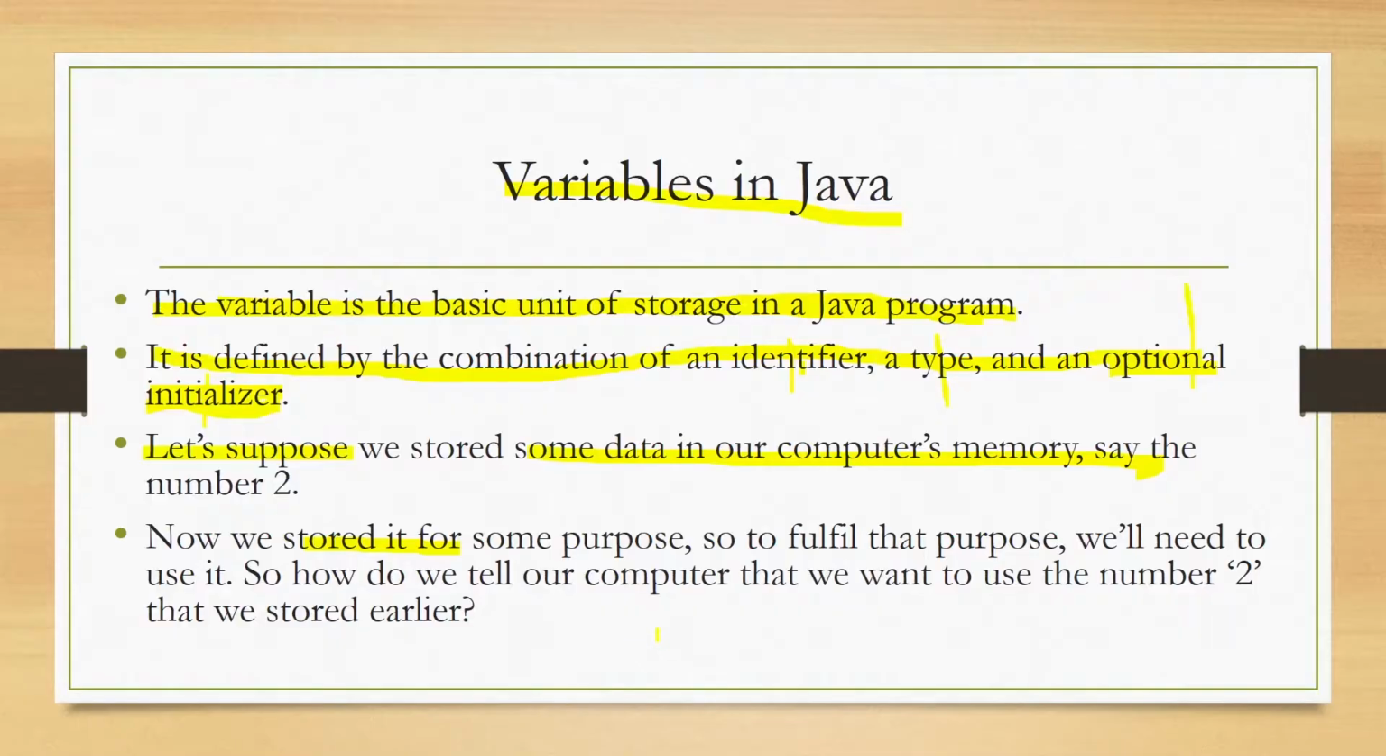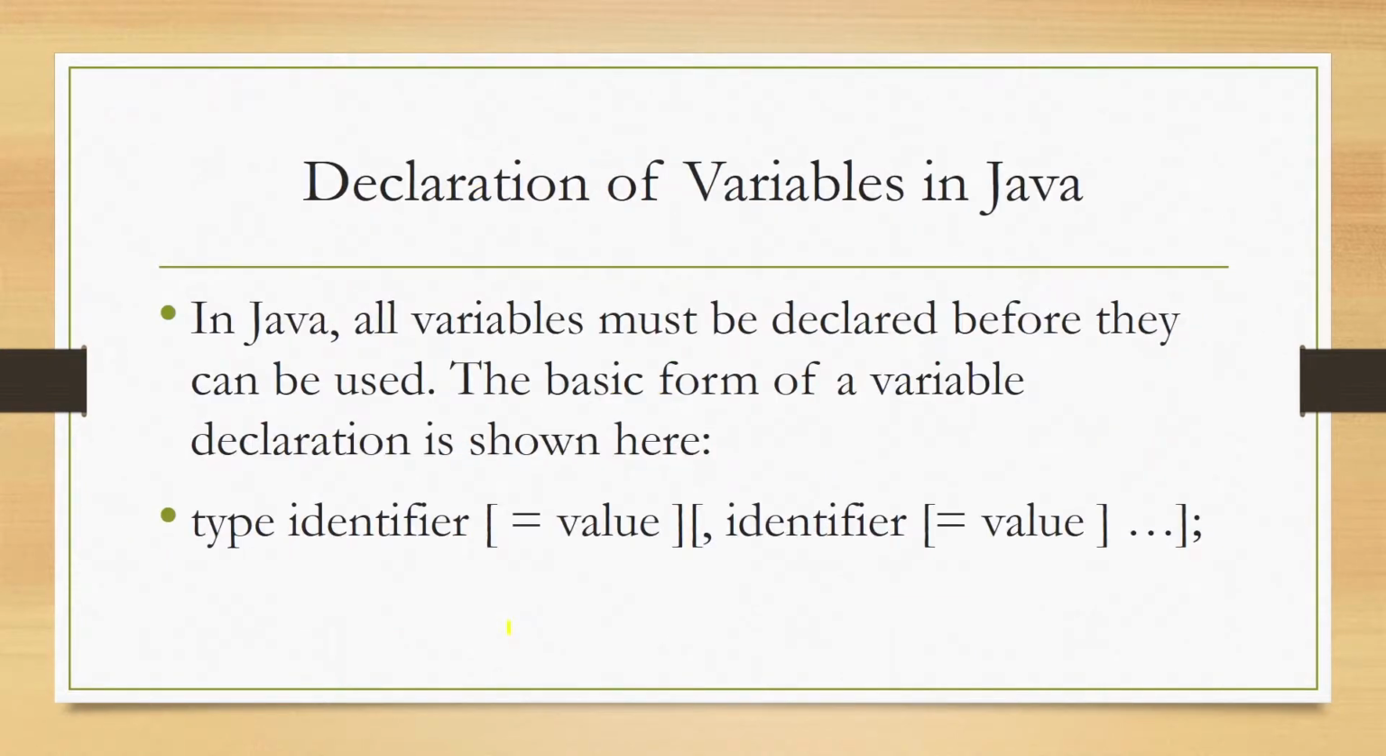We store the number for some purpose, and to fulfill that purpose we will need to use it. Suppose we stored the number 2 inside a computer's memory, we would need to use it for some operation. So how do we tell a computer that we want to use the number 2 that we stored earlier? We saw the answer to this question just now. I hope it's clear.